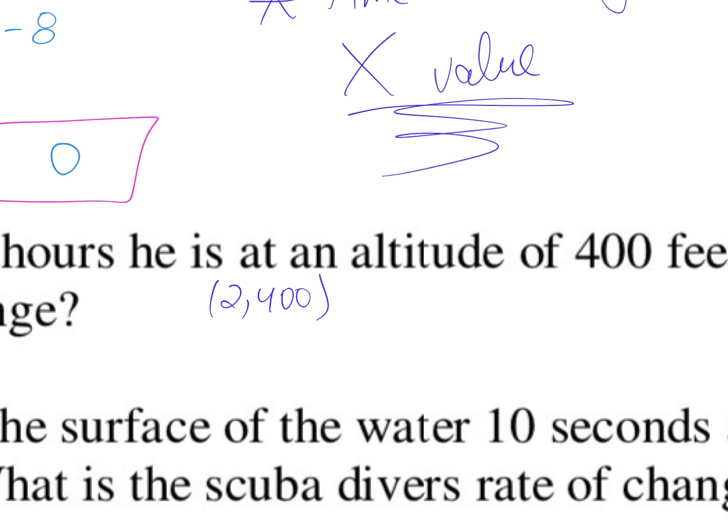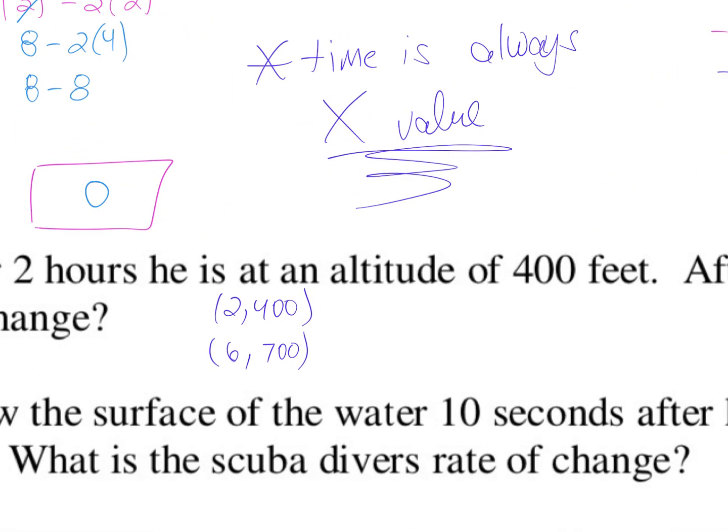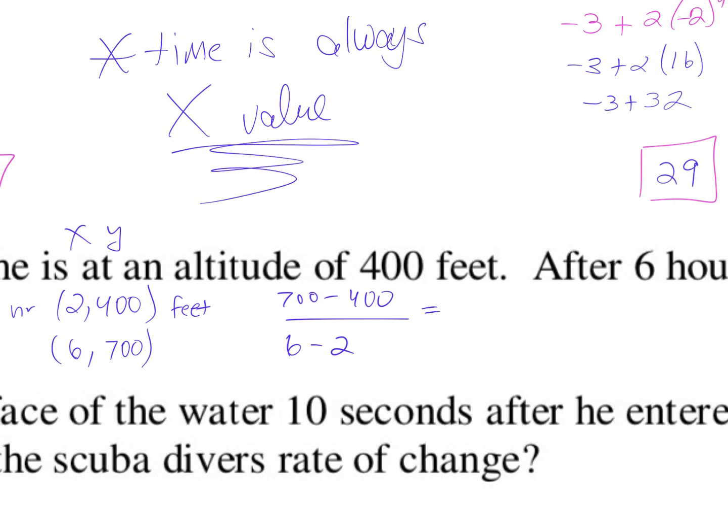What is your second ordered pair? 6, comma 700. So now let's think about this for a second. Your X value is hours, your Y value is feet, right? Okay. So here's my X, here's my Y. So 700 minus 400 over 6 minus 2. You guys agree? Okay, so 700 minus 400 is just 300. 6 minus 2 is 4. And we always simplify if we can.